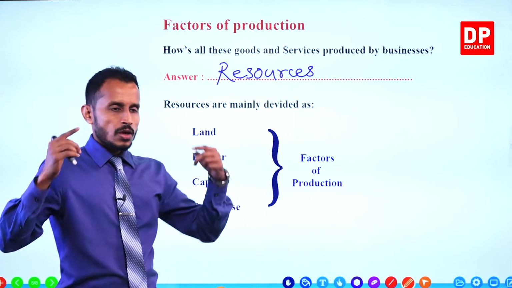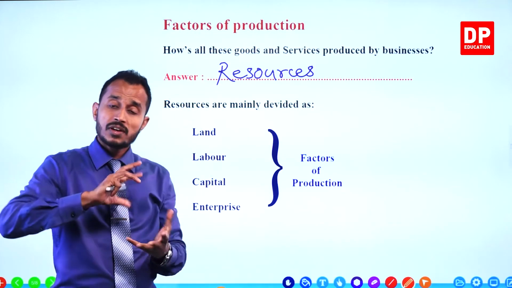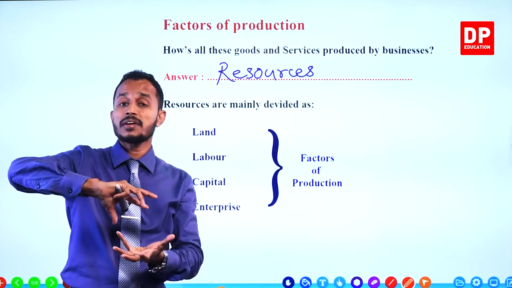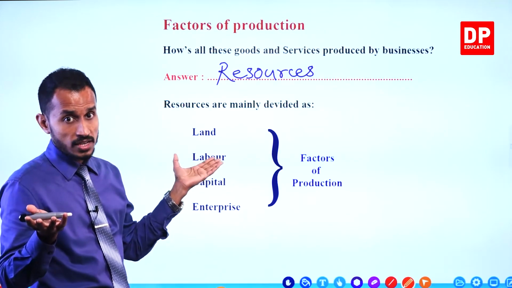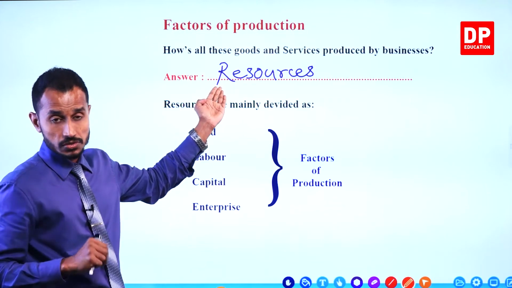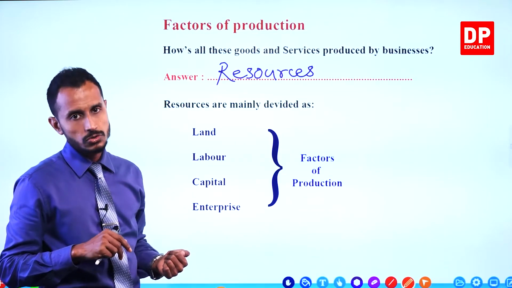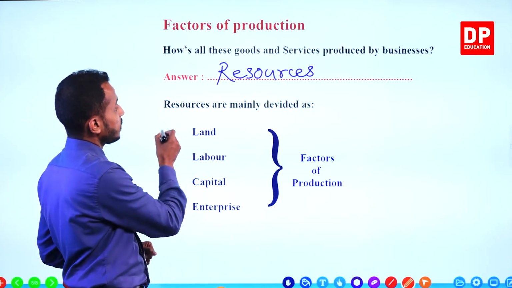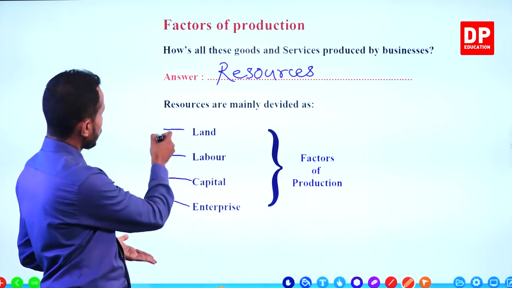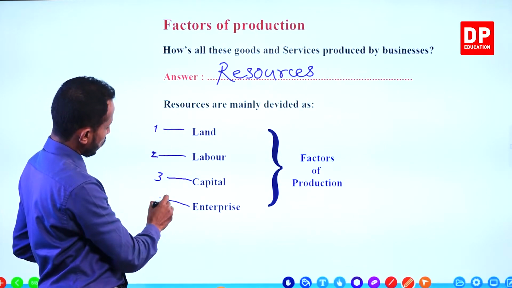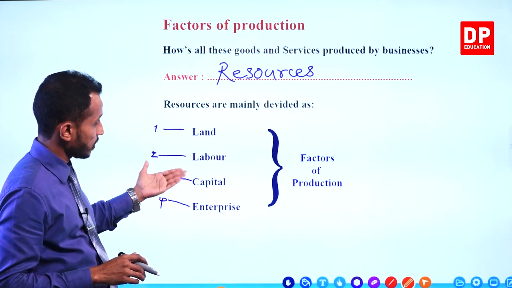So, children, very important point. Factors of production, or whatever things which are used in the making process, in the production process of goods, those factors are commonly known as resources. In the production process, resources are used in order to produce goods and services. These resources are mainly divided as 1, 2, 3, and 4. Resources are divided as land, labor, capital, and enterprise.